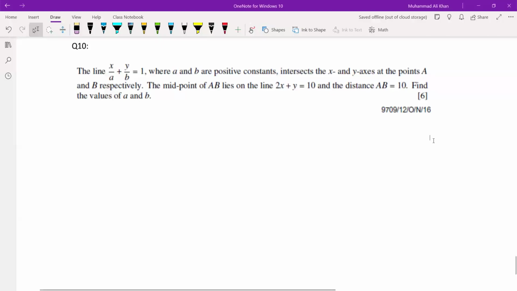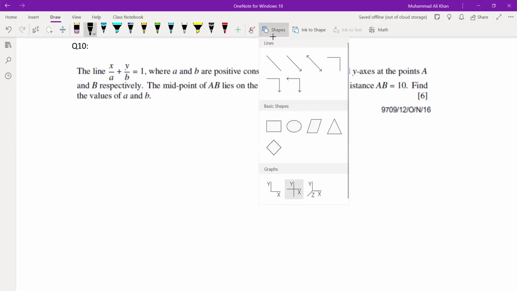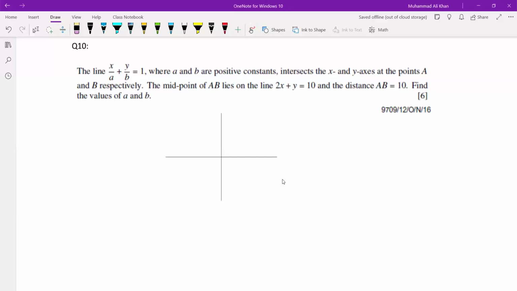Okay, students, now question number 10 from the past paper of coordinate geometry. It's a question of 9709/12 October/November 16. What we have in the question: the line x over A plus y over B equals 1, where A and B are positive constants, intersects the x and y axes at points A and B. Always try to make a sketch in coordinate geometry questions.